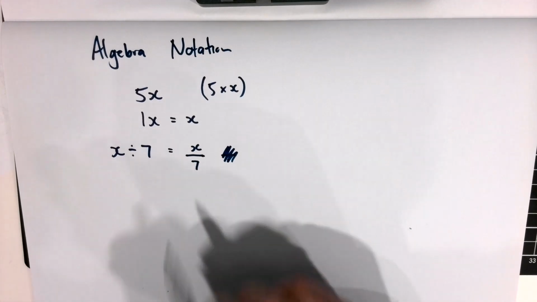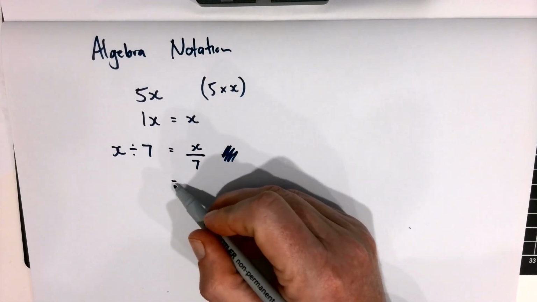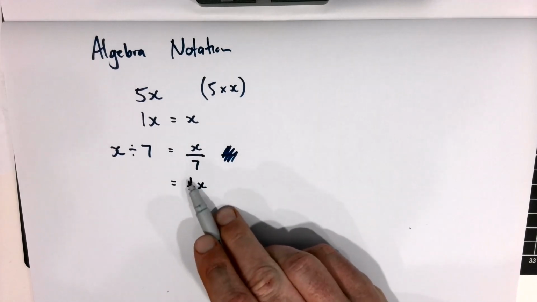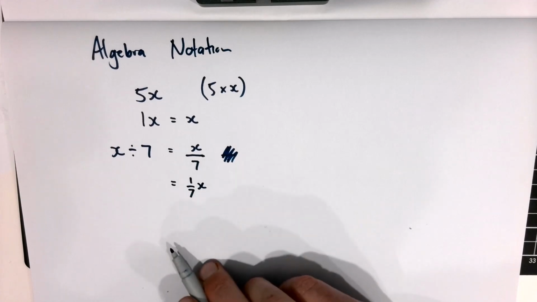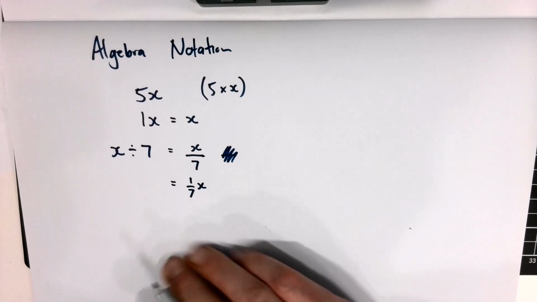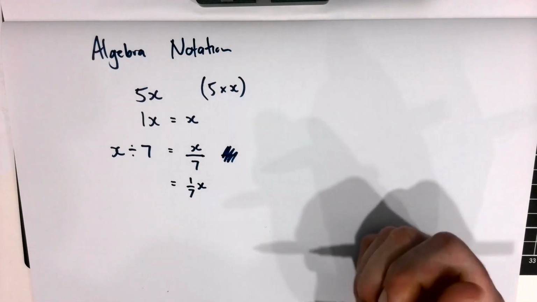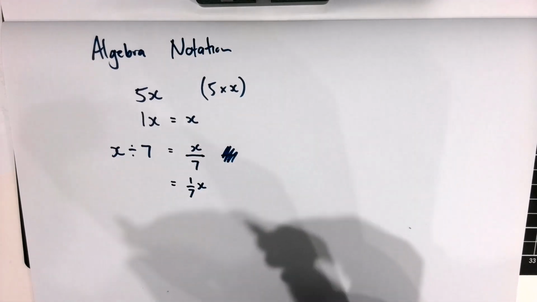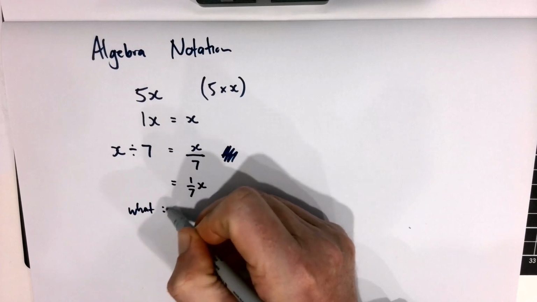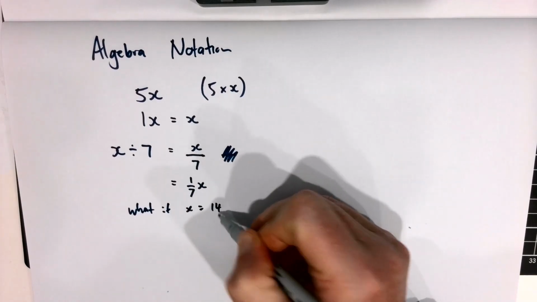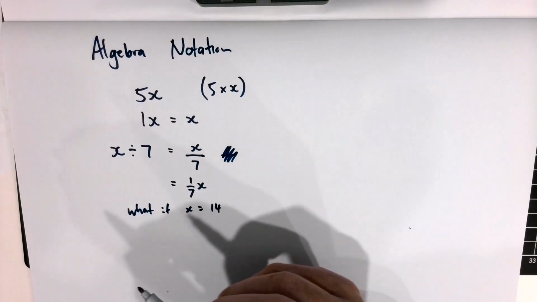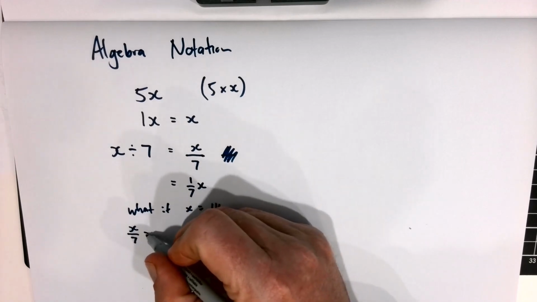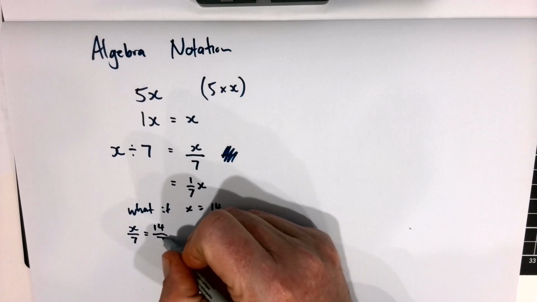Now, I could actually write this in one other way. That is also equal to 1/7 times x. Notice how I've got this 7th here in front of the x, and that means 1/7 times x. Now, just to show you that these two things mean the same thing, I'm going to put a number in instead of x. Let's say x equals 14. If x is 14, that means x over 7, which I've got up here, would be equal to 14 over 7.